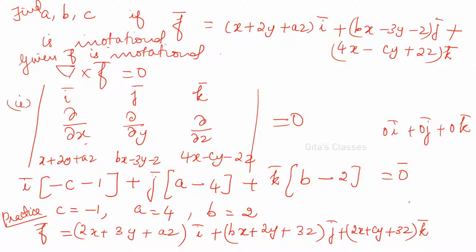I'll give you the answers also so that you can verify. A is equal to 2, B is equal to 3 and C is also 3. This is the answer for this question. Okay.